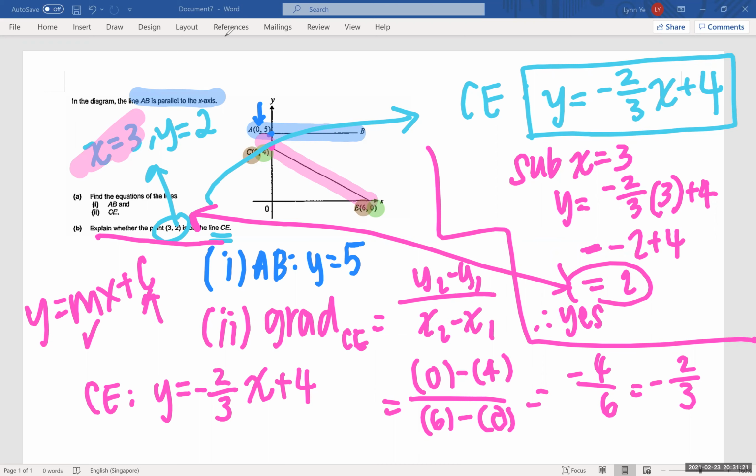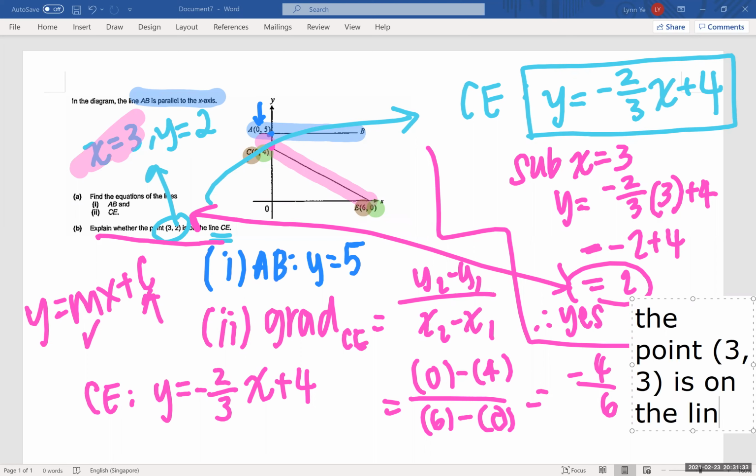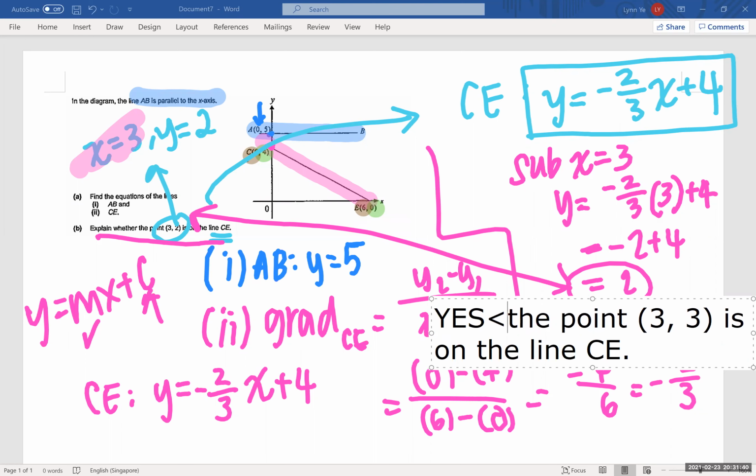Okay. Hold on, let me type it out, it's faster. So I'm going to say yes, the point 3, 2 is on the line CE. And that is how you prove or explain whether the point lies on the line.